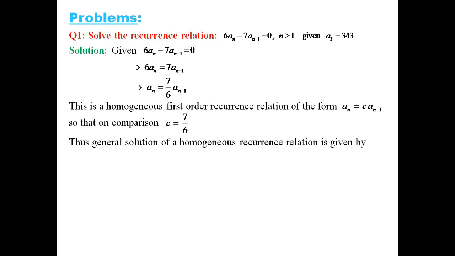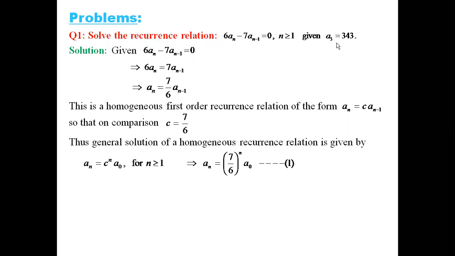Now, let us write down the general solution of this homogeneous recurrence relation, which is given by a_n equal to c power n into a_0. And this is the general solution for all n greater than or equal to 1. We substitute the value of c here and we get a_n equal to (7/6) power n into a_0. Still the work is not over.